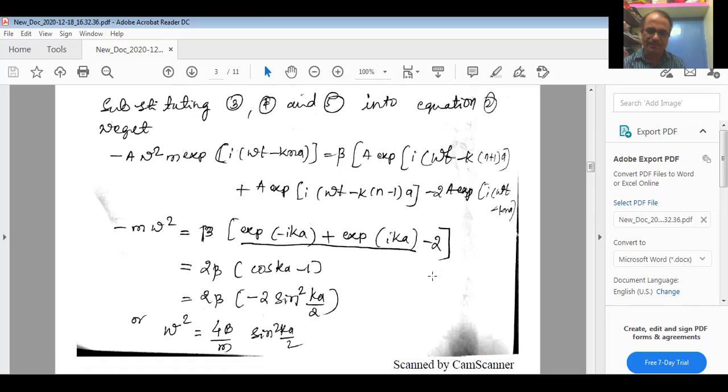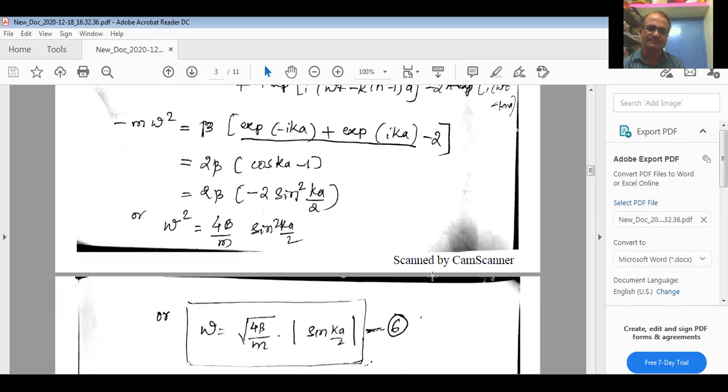And we can make use of trigonometry here. Using the trigonometric formula, this much is 2 cos ka.